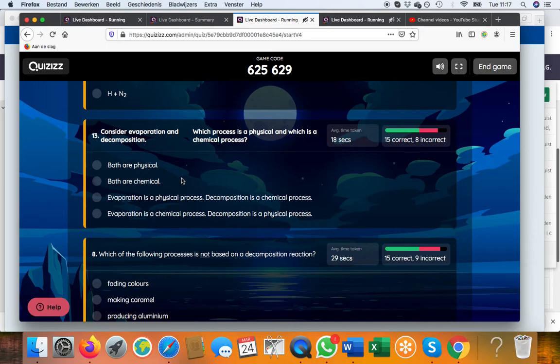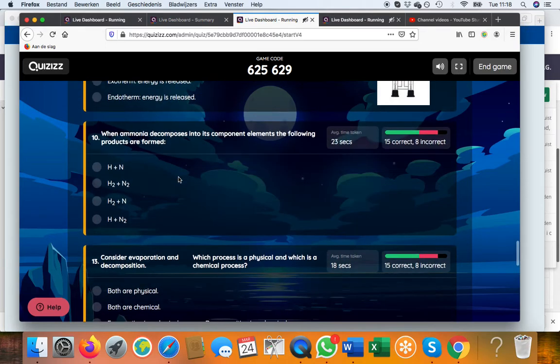Evaporation, the molecules stay the same. Decomposition, the molecules break up. So evaporation is physical and decomposition is chemical. Next question. Ammonia decomposes into its component elements. The following products are formed.